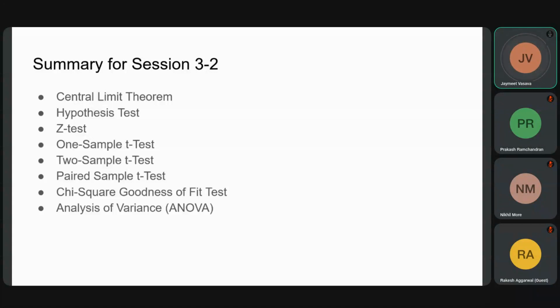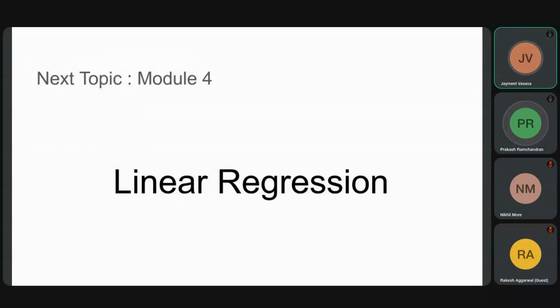So this is it for module 3. The whole of module 3 comprised different distributions. It started with 3.1 and we concluded 3.2 with the central limit theorem and different hypothesis tests to conduct. The next module that we'll be starting with is module 4, which is on linear regression.